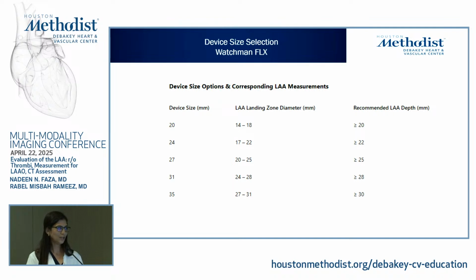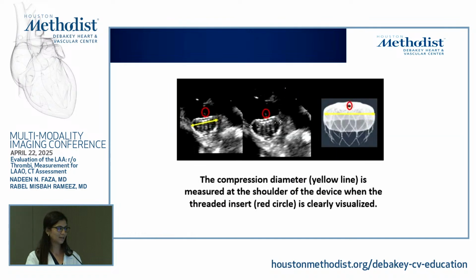This is just a chart demonstrating the device size selection for the Watchman device, the Watchman Flex. And again, it depends on your landing zone diameter. So your landing zone diameter will dictate the type of device that's used. And it's important to mention that when you get this measurement in different angles, the number that you go with is the maximum diameter you're able to get. So if your diameter measured largest at the 135-degree angle, then that's the number that you would use to size the device. So you go with the maximal dimension you're able to get using the different angles.